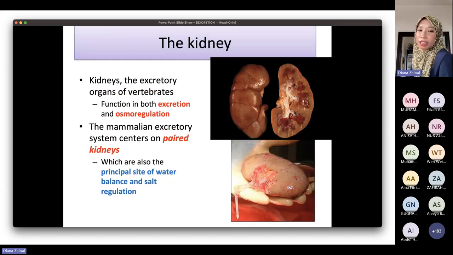Alright, then now this is the kidney. Okay, so the kidney, the excretory organ of vertebrates, is functioning in both excretion and also osmoregulation. Okay, the mammalian excretory system centers on the kidneys. We have two, a pair, which are also the principal site of water balance and also salt regulation.